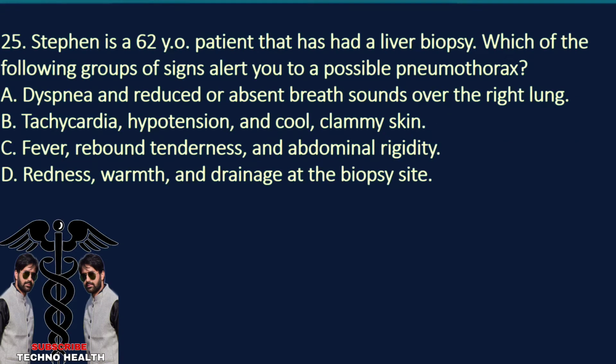Question 25. Stephen is a 62-year-old patient who has had a liver biopsy. Which of the following groups of signs alert you to a possible pneumothorax? A. Dyspnea and reduced or absent breath sounds over the right lung. B. Tachycardia, hypotension, and cool, clammy skin. C. Fever, rebound tenderness, and abdominal rigidity. D. Redness, warmth, and drainage at the biopsy site.